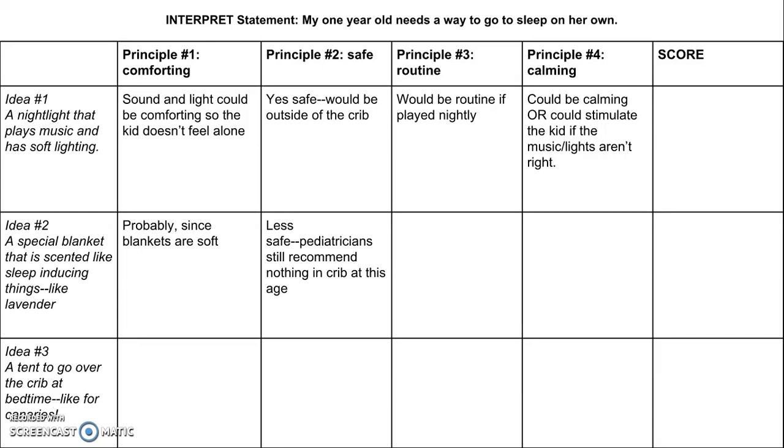Pediatricians really recommend that nothing goes in the crib, even at a year old, because there's just issues with strangulation, suffocation, terrifying things you don't want to wake up to in the morning, so they still say, like, nothing in the crib.